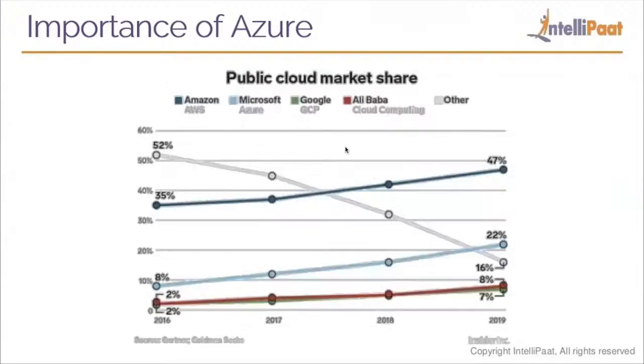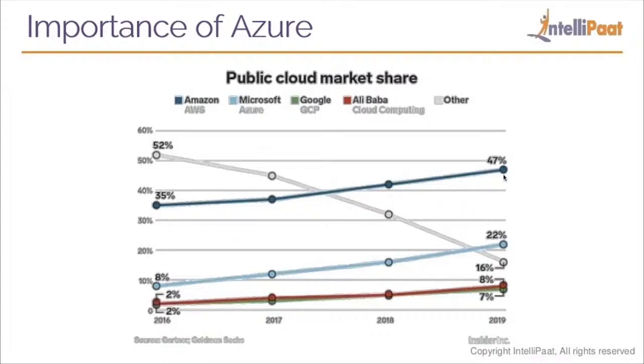Now, if we compare the public cloud share in the last 4 years, this is the data released by Goldman Sachs, and it runs from 2016 to 2019. These are the major cloud providers which are currently in use. You can see that in 2016, Azure was around 8% and AWS was around 35%. Google was around 2%, and Alibaba Cloud was also around 2%.